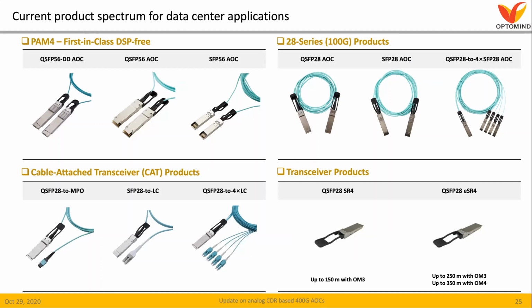Our transceiver can reach longer than the standard SR specification with OM3 fiber, and cable attached transceivers are attractive for highly dense and complex routing of end of row or middle of row applications with a patch panel deployment.